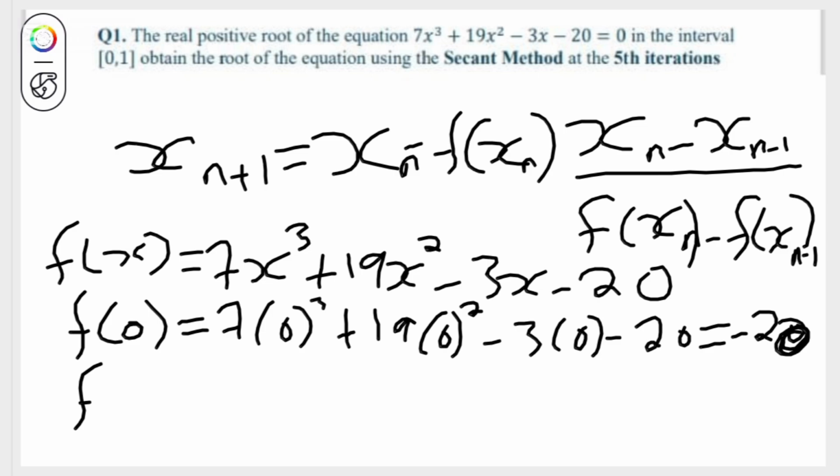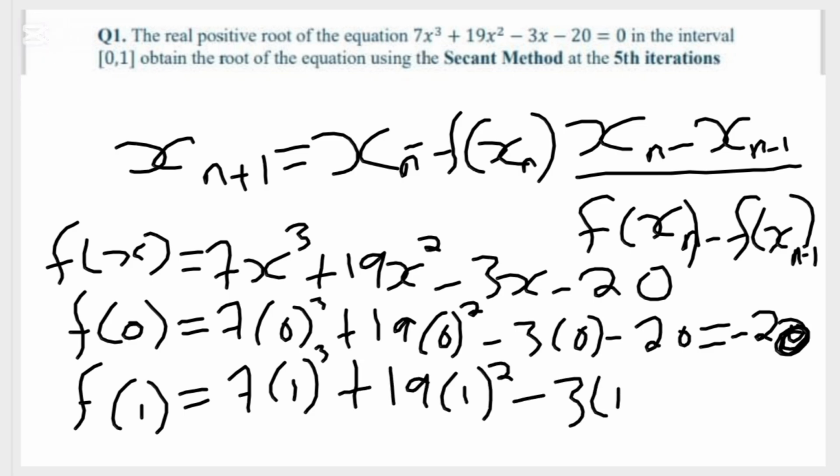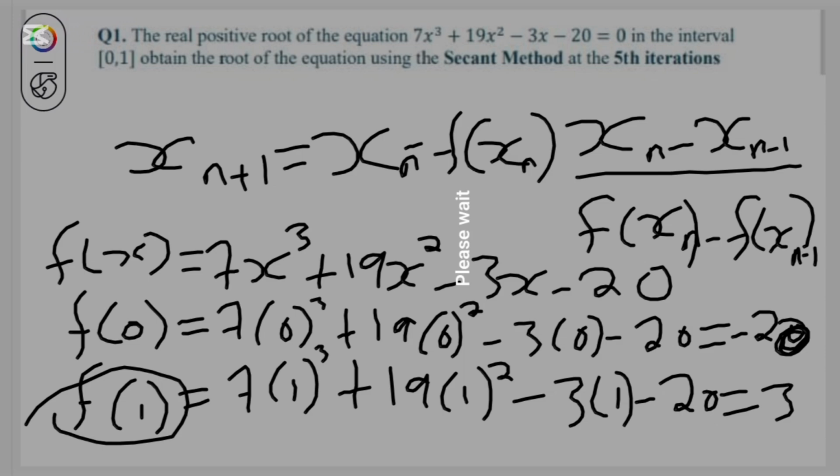So therefore the function of 1, which is f of 1, if I insert 1, what am I going to get? I'll have plus 19 times 1 squared minus 3 multiplied by 1 minus 20. So I'll get 3. Therefore the function of 1 is 3. You have to take note of that.